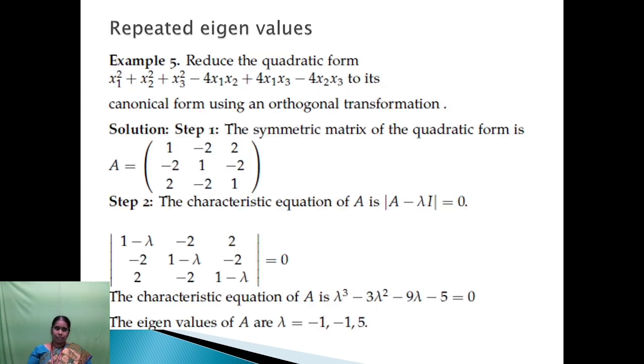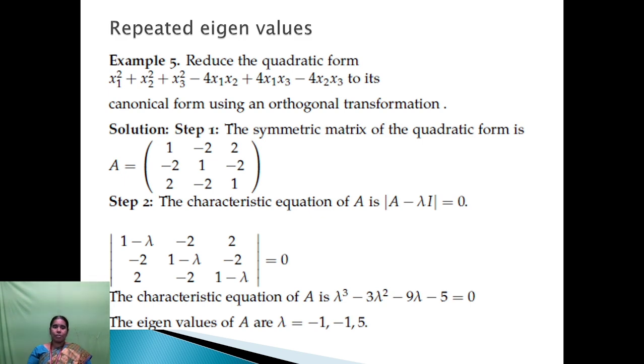Next, for non-repeated roots, it is easy to calculate the eigenvector and the diagonal matrix, while for repeated roots it is a little bit harder. So, I am giving one more example, whether the repeated roots may be positive or negative. In the previous problem, I gave you the repeated root as 6, which is a positive repeated root. Now I am giving the negative repeated roots. Suppose it happens, how can we proceed?